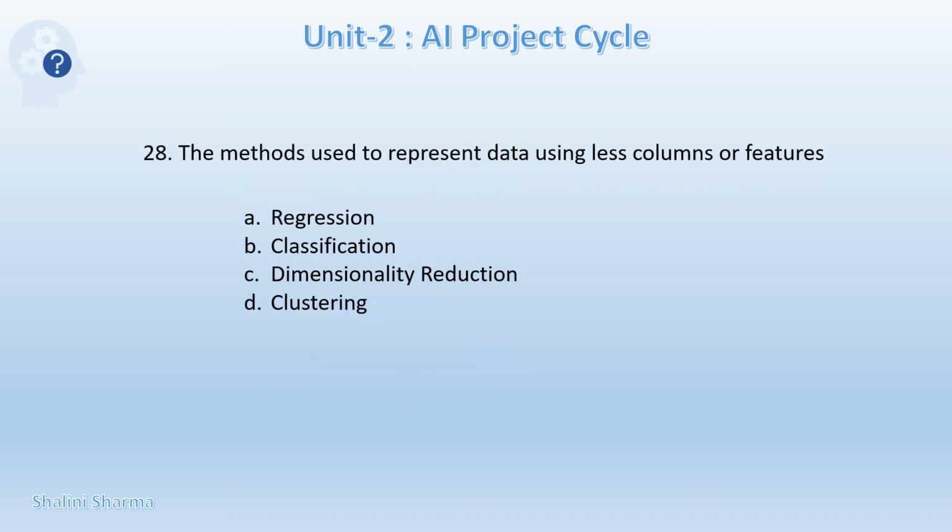Option B. Question 28. The methods used to represent data using less columns or features. The options are A. Regression, B. Classification, C. Dimensionality reduction, D. Clustering. Which of the above options do you think will match the requirement? And the correct option is dimensionality reduction, option C.